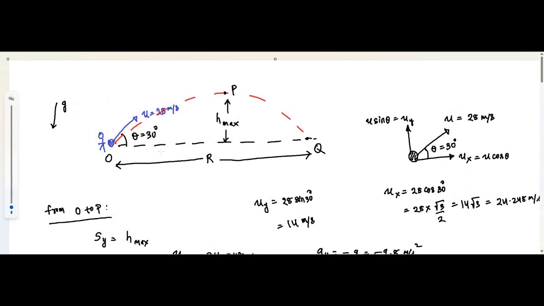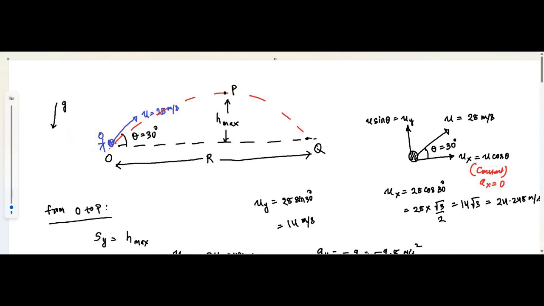Here another important thing to remember, the horizontal component of the initial velocity, that is ux, which is equal to u cos theta, always remains constant throughout the journey of the ball. Why? Because there is no accelerating or decelerating component in the horizontal direction. ax is equal to 0. But the vertical motion is different. Here we have acceleration due to gravity.